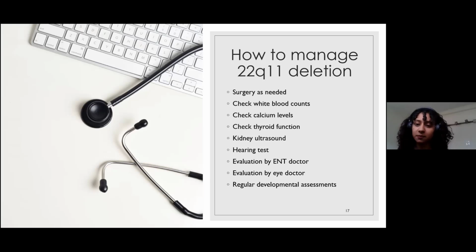We have them evaluated by an ENT doctor to see if there are differences in the palate structure and things like that. We have them evaluated by an eye doctor because they can have differences in their eye muscles, their eye structure, and things like that. We also make sure they have regular developmental assessments because some, not all, have developmental delay or learning disability. Having somebody looking closely to make sure they're developing appropriately can be helpful, because then we can get them into therapies early if they need to.